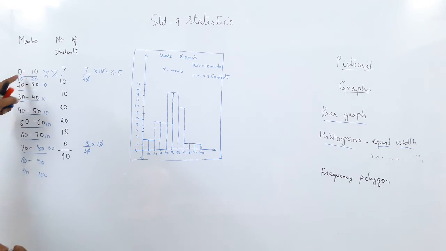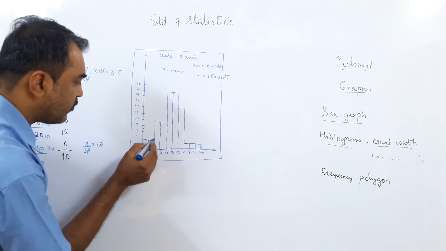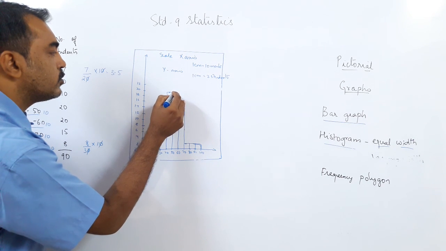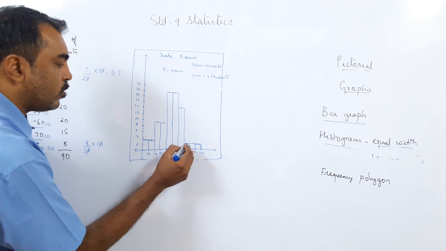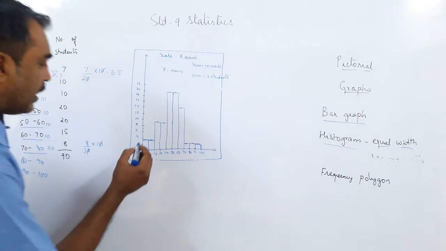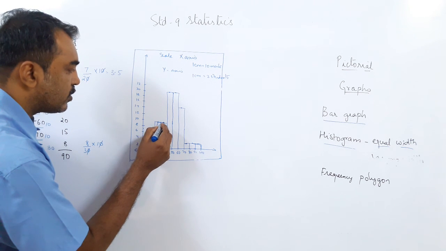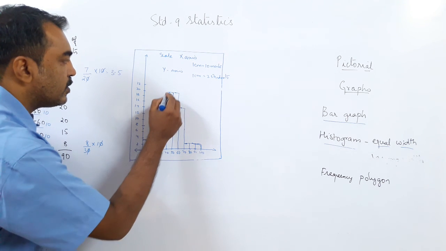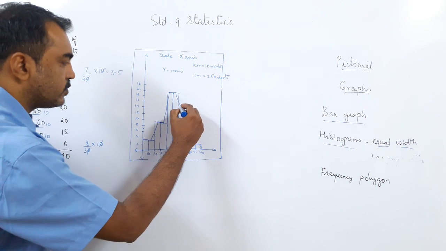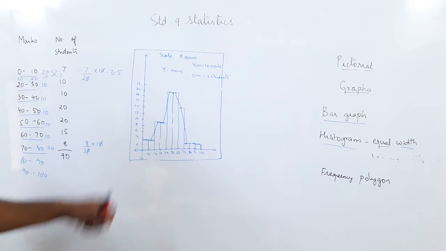Now the midpoint of 0 to 10 is 5. For 10 to 20 it is 15. You have to take the midpoints of all the bars. But in a frequency polygon, I have to join the midpoints. So this gets joined here, this gets joined here, and this will be joined here, the midpoints. If you start joining the midpoints, then you can see this is an open curve.